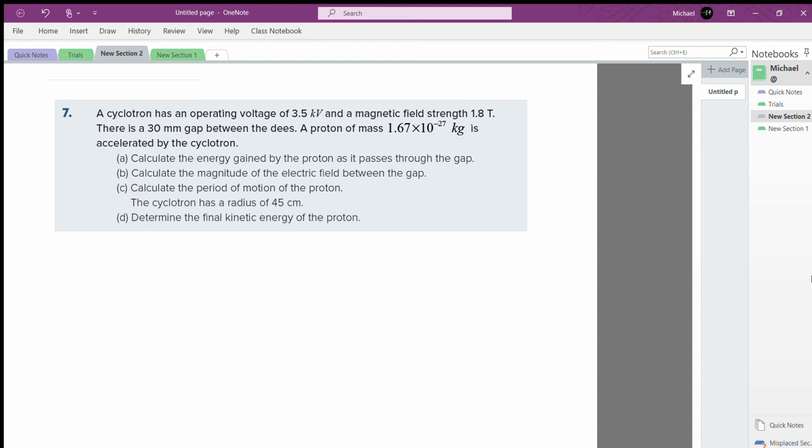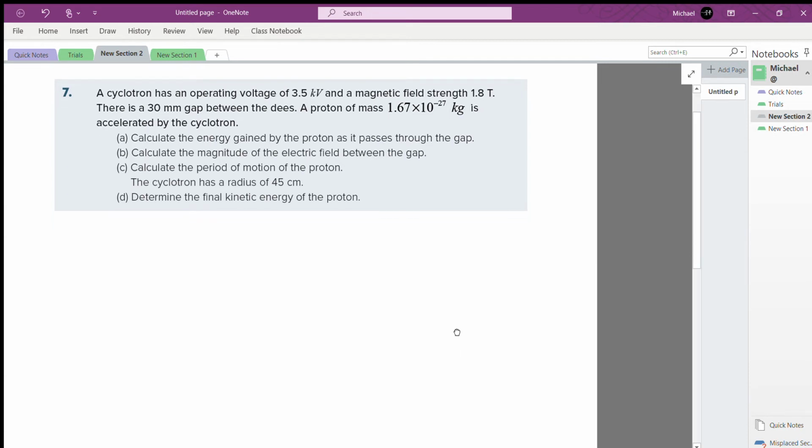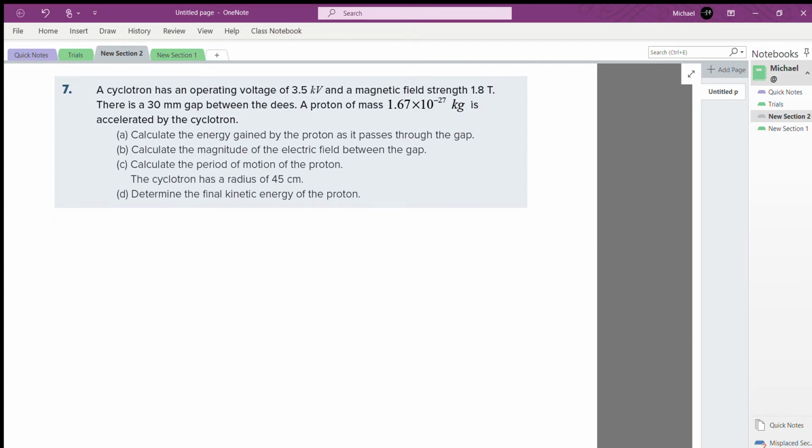This is question number 7 from the SACE Stage 2 Physics course companion from the Cyclotron chapter. Here we have a cyclotron with an operating voltage of 3.5 kilovolts and it has a magnetic field strength of 1.8 Tesla. There is a 30 millimeter gap between the Ds and the proton is accelerated by the cyclotron.